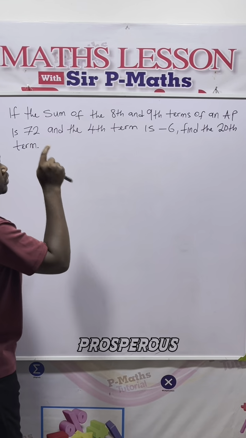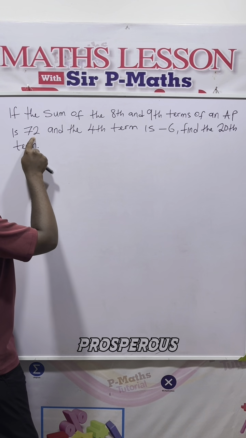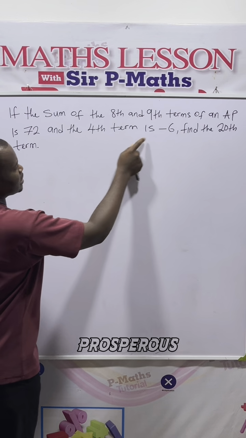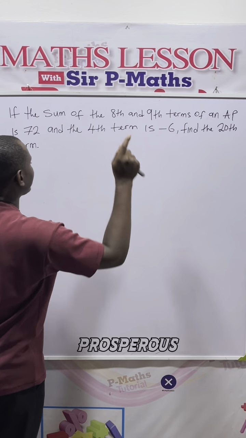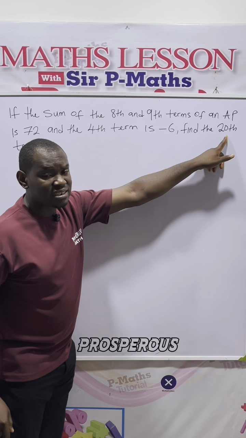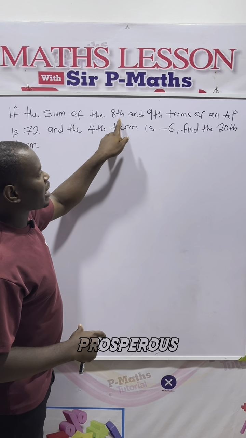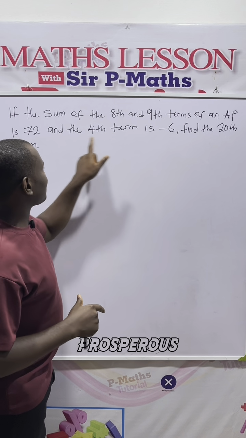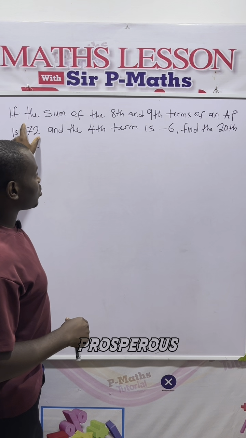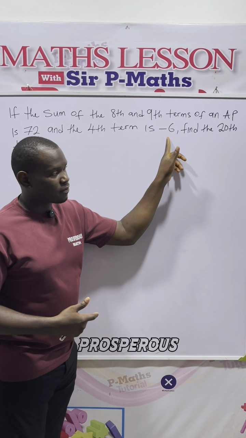If the sum of the 8th and 9th terms of an arithmetic progression is 72 and the 4th term is -6, find the 20th term. So the question requires us to find the 20th term of a sequence, where the 8th term and the 9th term add up to 72, and the 4th term of that sequence is -6.